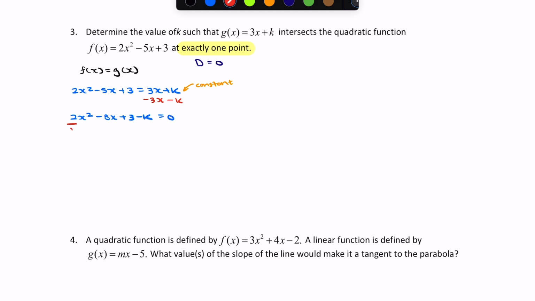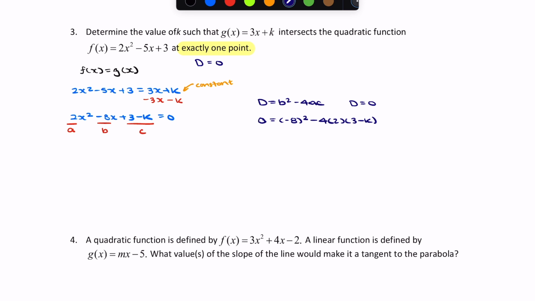So here our a value is 2, our b value is negative 8, and our c value is 3 minus k. So again, we know that the discriminant is equal to b squared minus 4ac. And here, because we're trying to look at the intersection at exactly 1 point, we know that the discriminant is equal to 0. So here we get 0 is equal to b squared, so negative 8 squared minus 4a, which is 2, and c, which is 3 minus k.